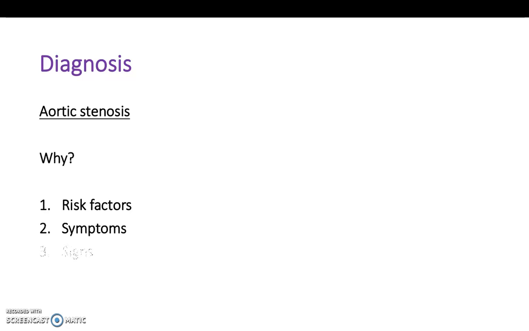Why? Risk factors for a start, symptoms and signs. So firstly, the patient's male and over 60. His symptoms are those of aortic stenosis: angina, dyspnea, syncope. And finally, the patient's murmur is that classic description of an aortic stenosis murmur.